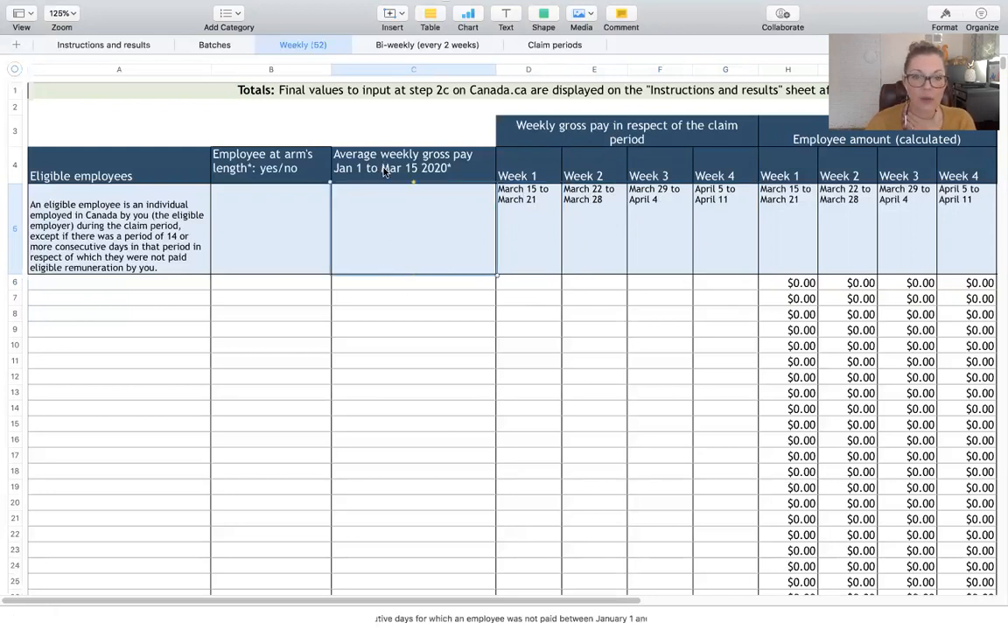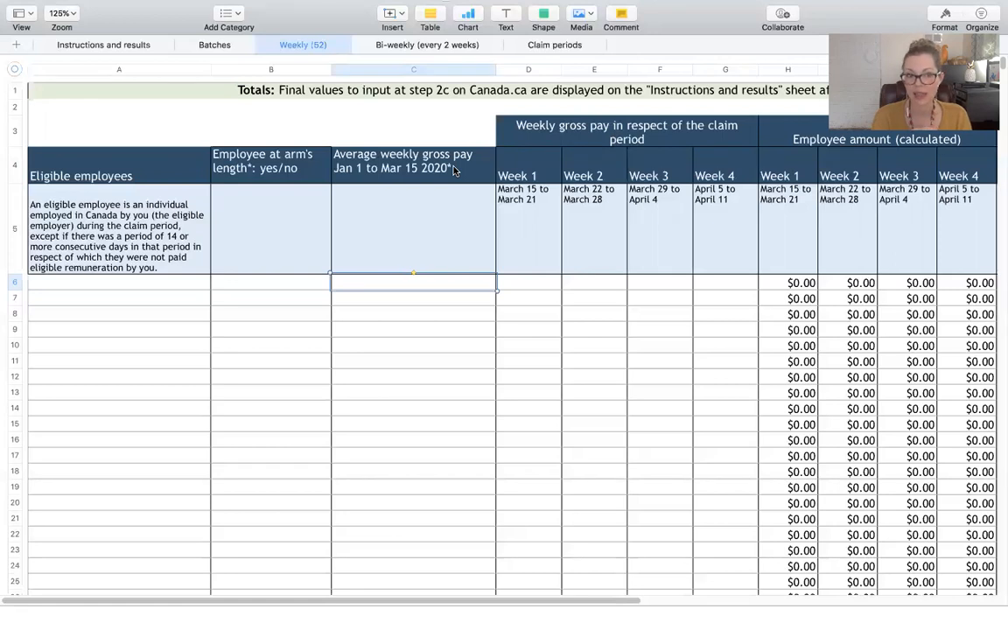But this amount for the January 1st to March 15th, that does have to be on paycheck dates. So they have to have actually been paid some amount between January 1st and March 15th for their baseline remuneration. And that amount has to be paid to them during this time period, but you still have to adjust it for the pay periods.